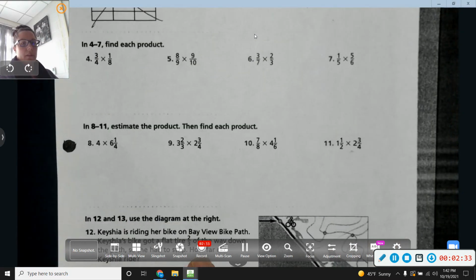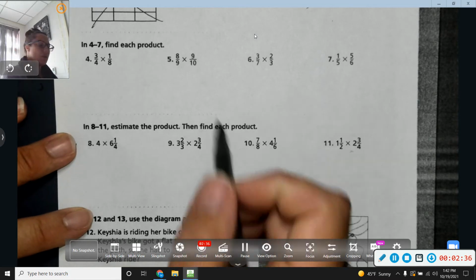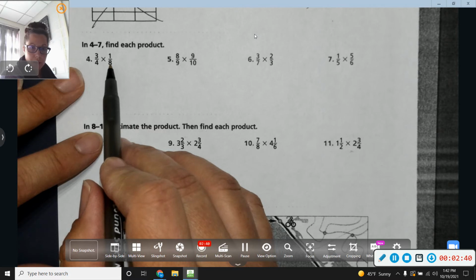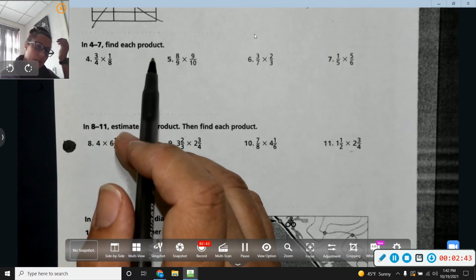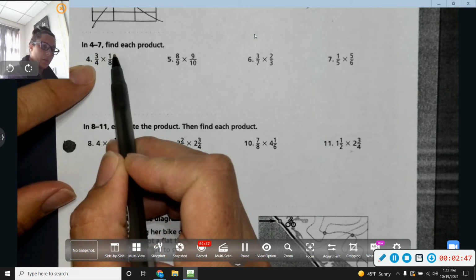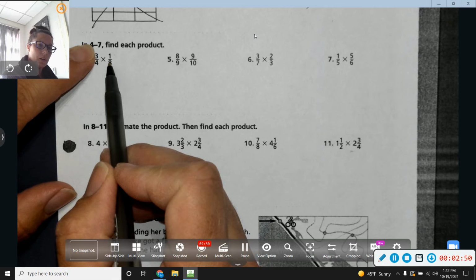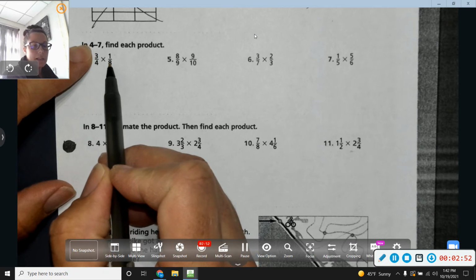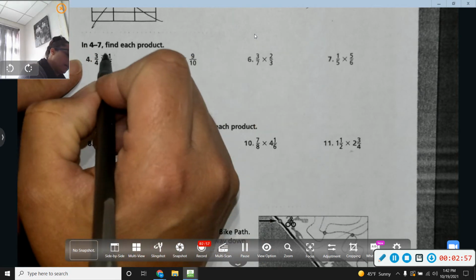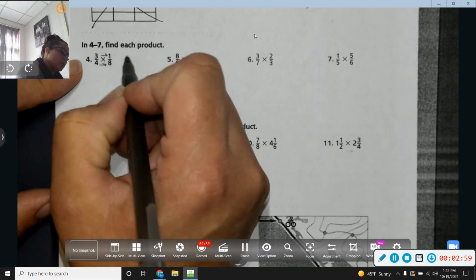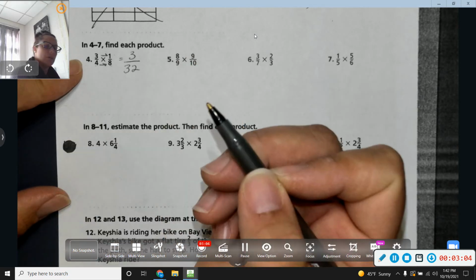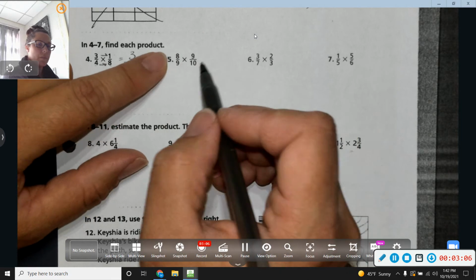4 through 7, find each product. So these ones, I'm just simplifying and multiplying, okay? I don't have to wheel any of these ones. So when I look at 1 and 4, I can't simplify. 1 is as small as it goes. When I look at 3 and 8, I can't simplify because I cannot divide 3 out of 8. Okay? So 3 times 1 is 3. 4 times 8 is 32. It's as low as it goes.